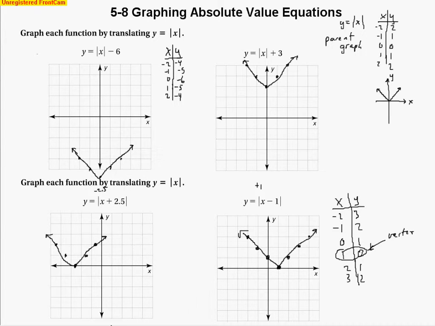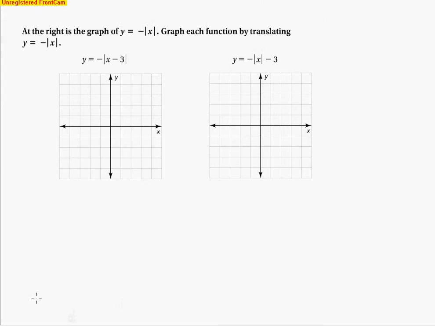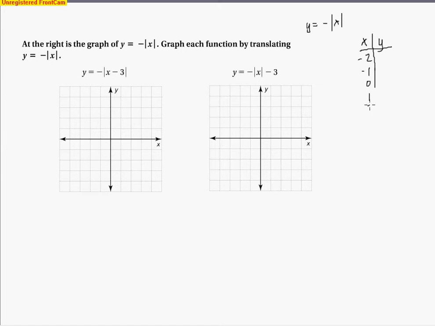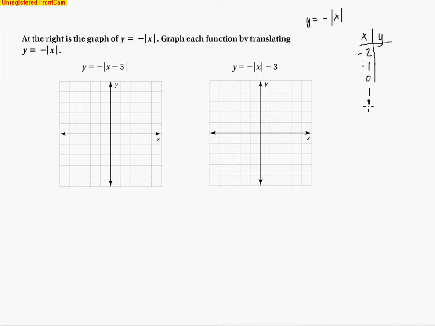So let's take a look at another problem. Here we have a similar situation, but now we have a minus sign outside the absolute value bar. So let's see what happens here. If we just take a look at this situation where I had just y equals the opposite of the absolute value of x, let's take a look at what that would be. So let's plug in some numbers. We'll plug in these same values, and we'll sketch the graph.